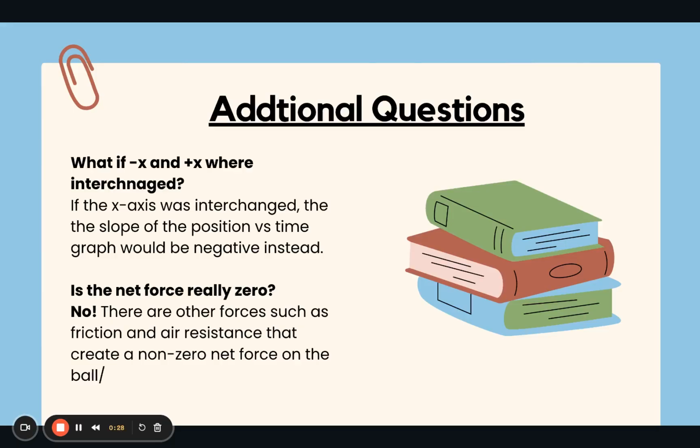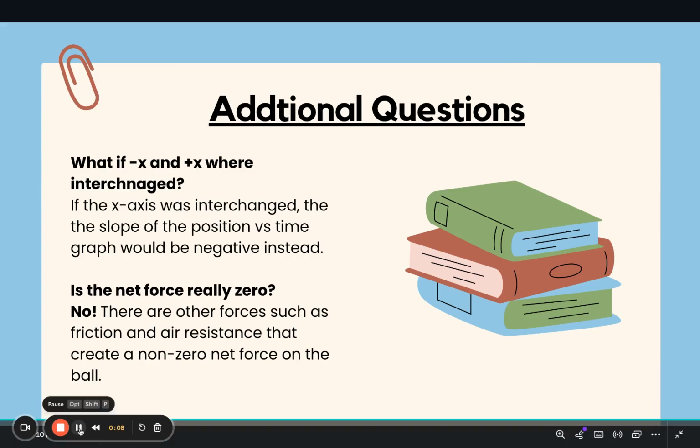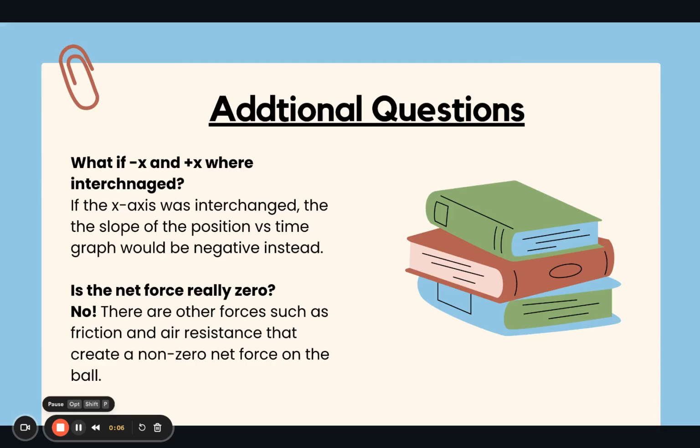Additional questions. What if the negative x and positive x axes were interchanged? If they were interchanged, then the slope of the position versus time graph would be negative instead of positive like we saw with the results. Is the net force really 0? No, there are other forces such as friction and air resistance that create a non-zero net force, which explains the deviations in the two data sets.